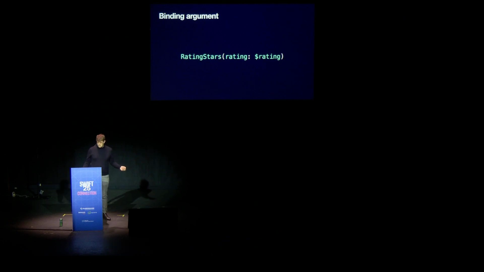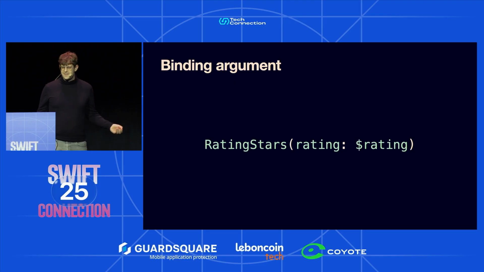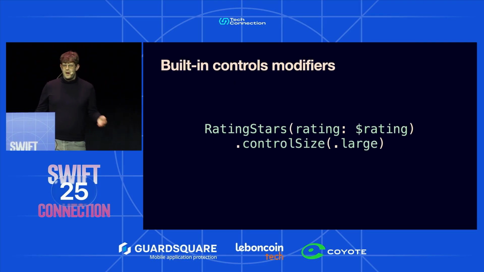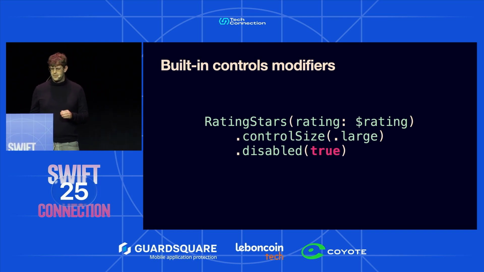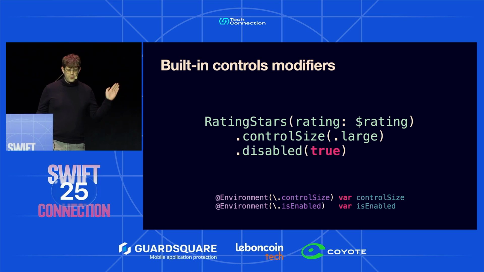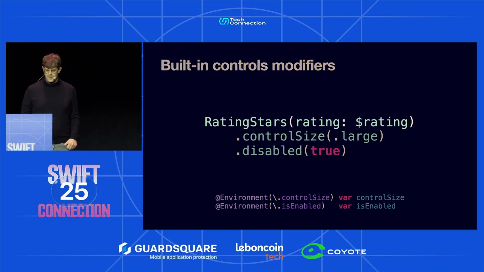Since you are building a control now, you should be a good citizen and actually support SwiftUI's built-in environment modifiers like control size, disabled. This will make your view feel right at home alongside the real SwiftUI API built by Apple. And those are just readable like your own, with still the @Environment.